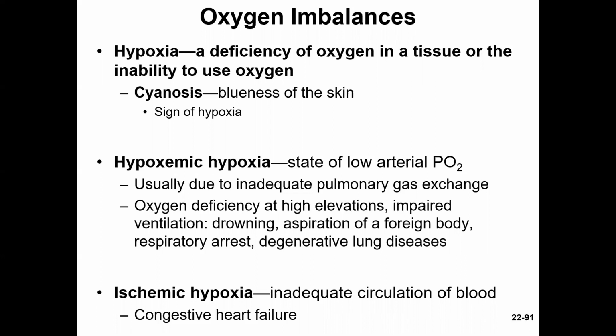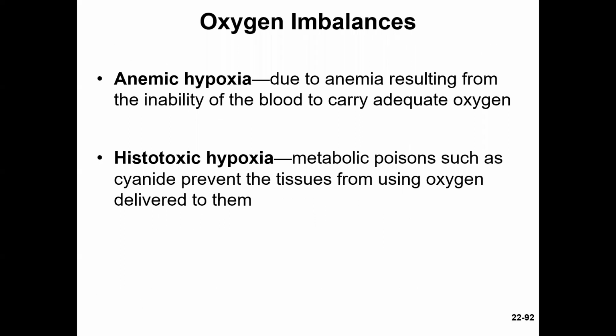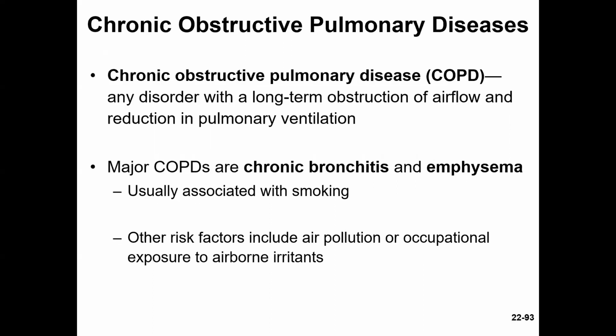And then there's something called ischemic hypoxia. This is inadequate circulation of blood, like in congestive heart failure. Anemic hypoxia is due to anemia, resulting from the inability of the blood to carry adequate oxygen. Histotoxic hypoxia is a metabolic poison, such as cyanide, that prevents the tissues from using oxygen that gets delivered to them.